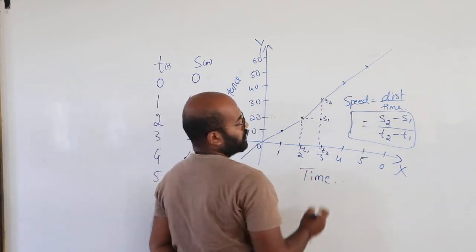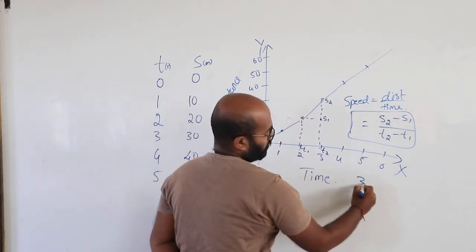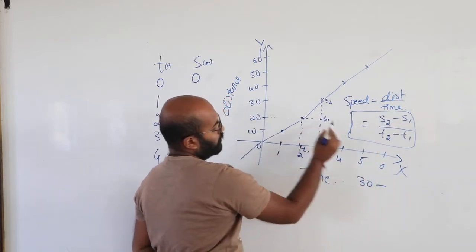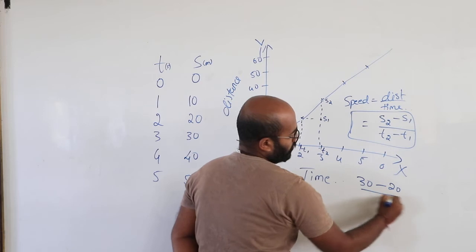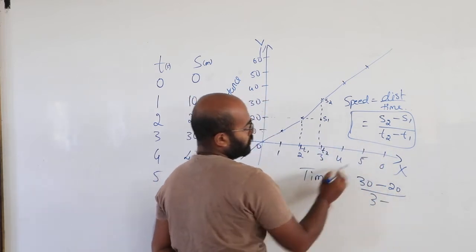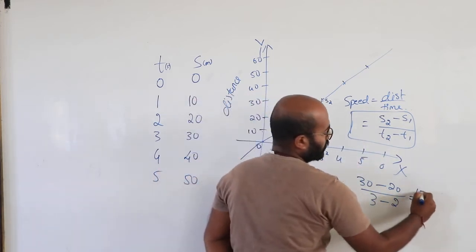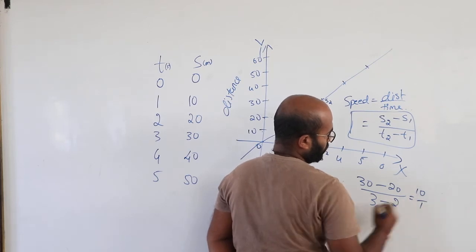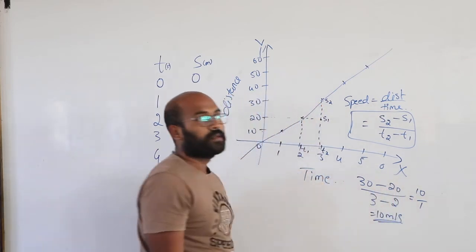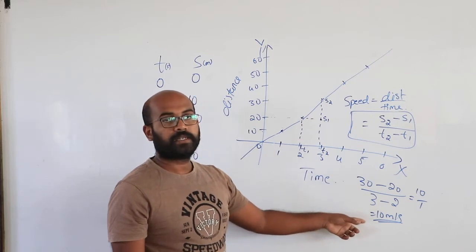Using this, we can calculate speed at any given time or at any particular moment. So what is S2 here? S2 is 30 minus S1, that is 20, divided by T2, that is 3, minus T1, that is 2. So 30 minus 20 is 10, 3 minus 2 is 1. So it is 10 meter per second. So the speed between 2 seconds and 3 seconds is 10 meter per second.